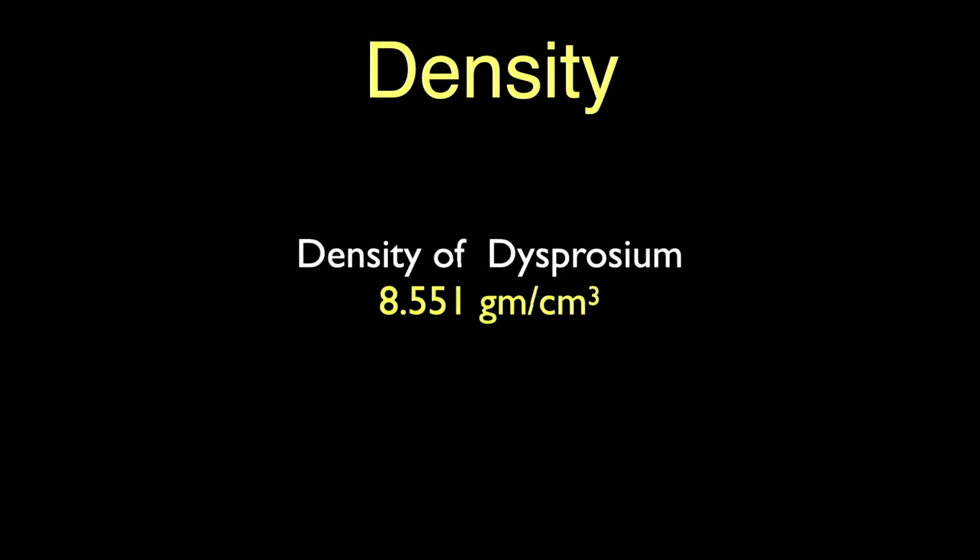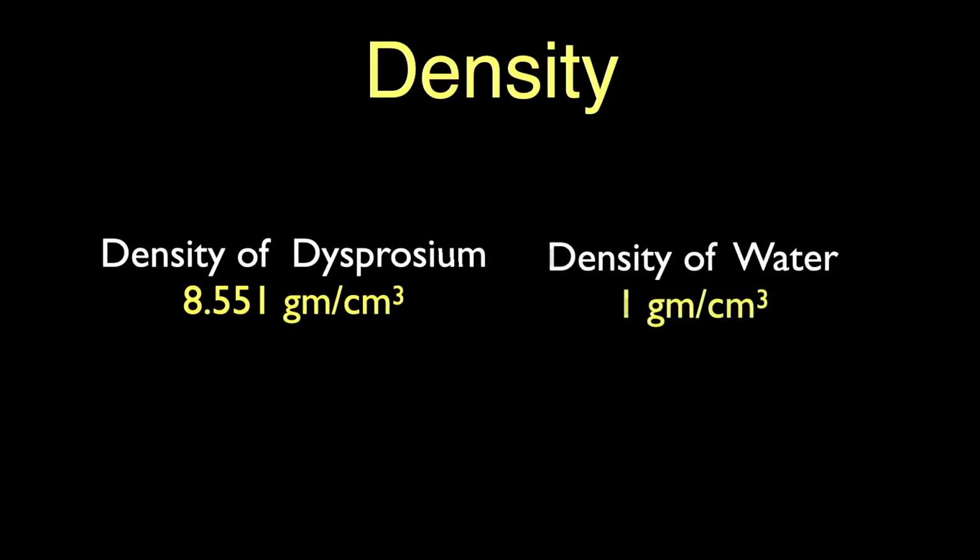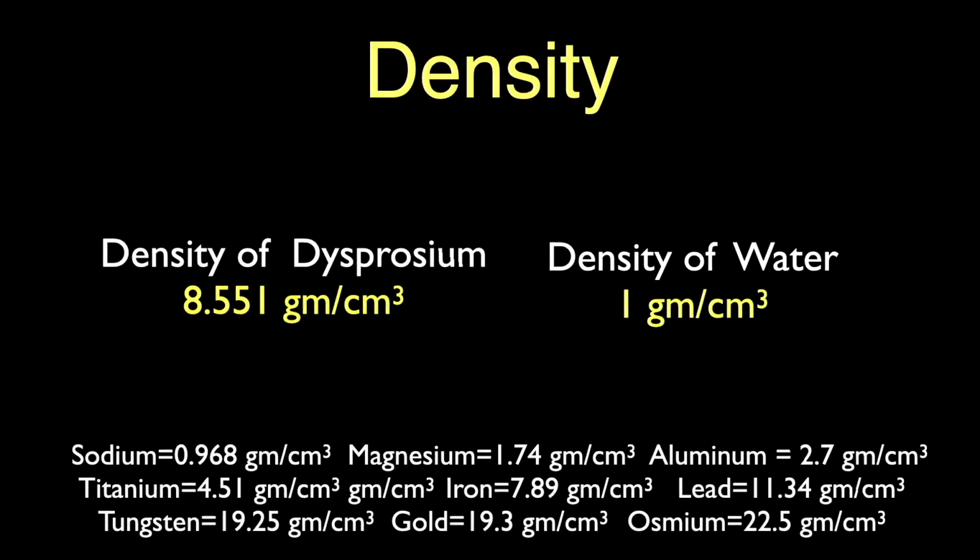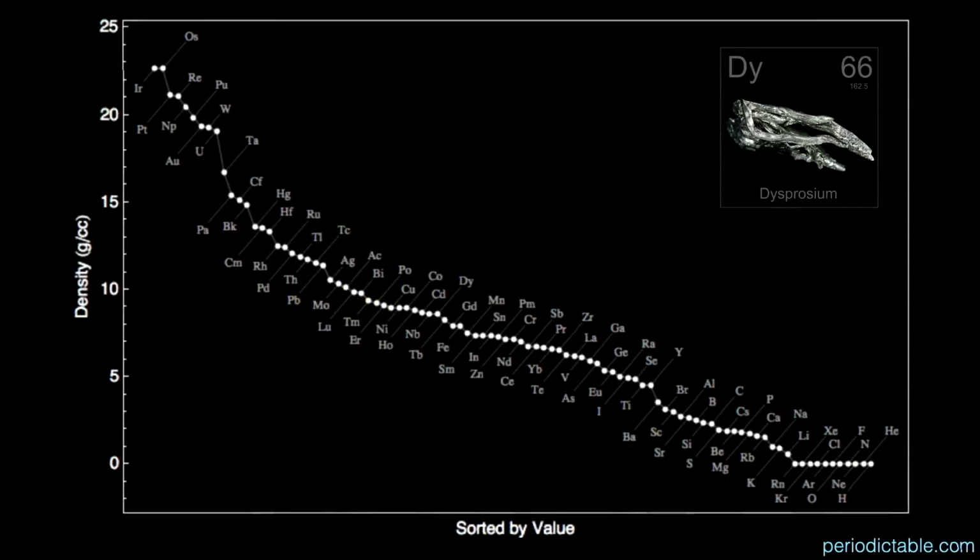Dysprosium has a medium density at 8.551 grams per cubic centimeter. As a reminder, water has a density of 1 gram per cubic centimeter. I've put up some more densities for you here. You can see that dysprosium is a bit denser than iron at 7.89 grams per cubic centimeter. Here's a graph of the elements from highest density to lowest density.